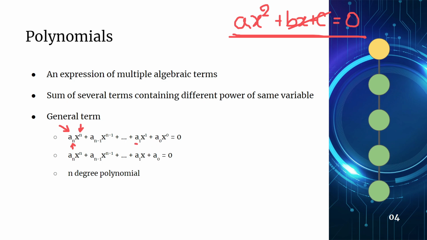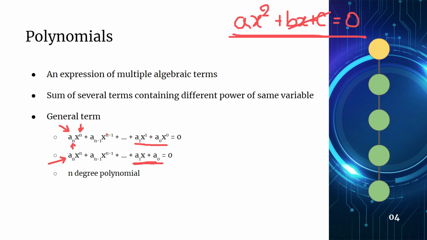The last two terms can be rewritten like this. We don't need to write the 1 over x, and x to the power 0 is also 1, so this part is modified. Other than that, it is the same: for an nth power polynomial the coefficient is an, and so on until the end, and hence we get this equation, which is the general form of any polynomial.